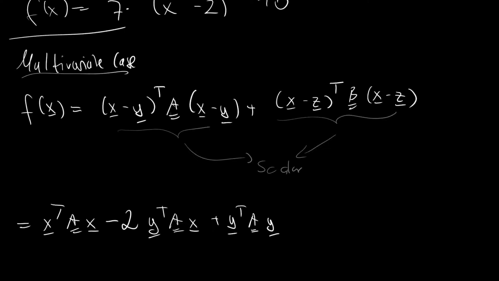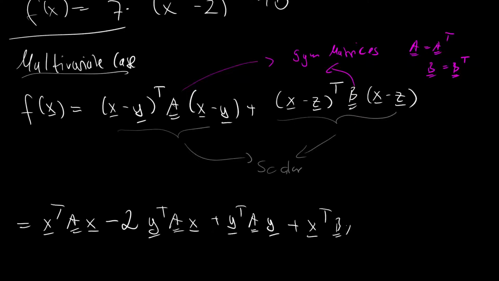For the sake of completion, let us note this down, that A and B are symmetric matrices. And symmetric means that A is A transpose and B is B transpose. And we will get a similar expression for the second term, just with B and z instead. So we have plus x transpose Bx minus 2 times z transpose Bx plus z transpose Bz.